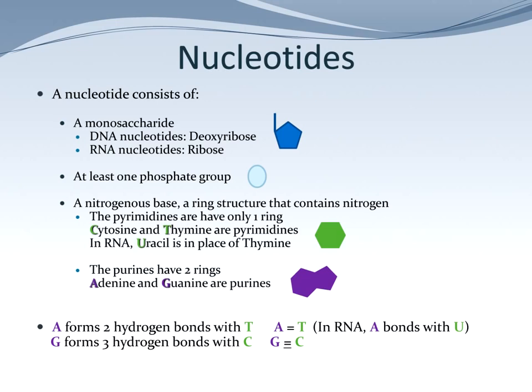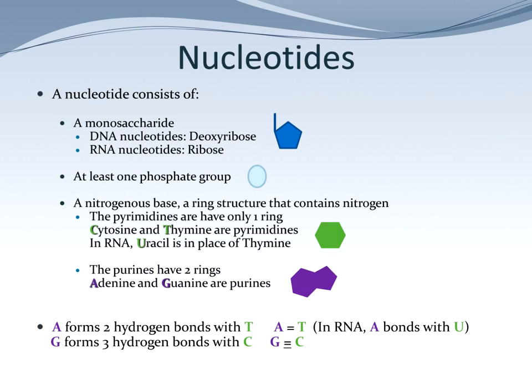DNA and RNA nucleotides consist of 3 major parts. The first part is a monosaccharide. In DNA nucleotides, the name of the monosaccharide is deoxyribose. In RNA ones, the structure of the monosaccharide is slightly different and is called ribose. Attached to one side of a monosaccharide in any nucleotide is at least one phosphate group. Attached to the other side of the monosaccharide is a nitrogen-containing ring structure called a nitrogenous base.